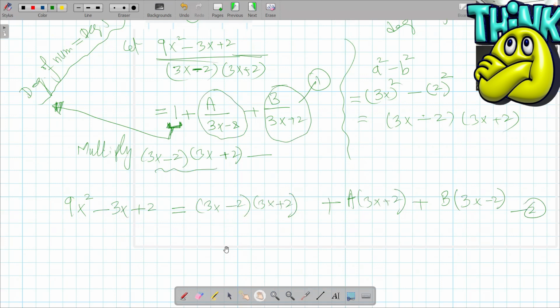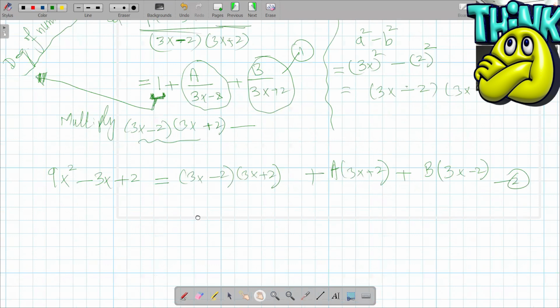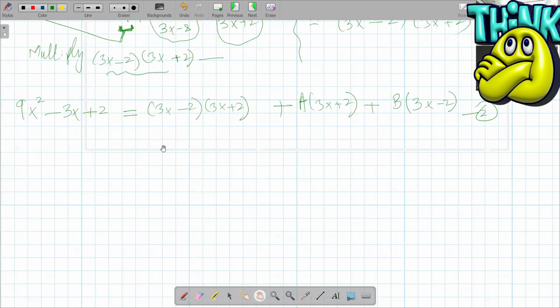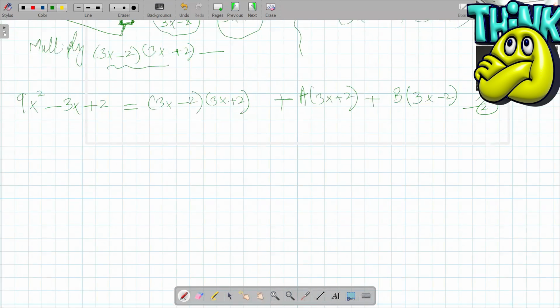Now again the same procedure. We have to find A and B. You need to make substitutions. Put the value of x. Put x equal to what, so that we get one of the values, A or B? What should we put?